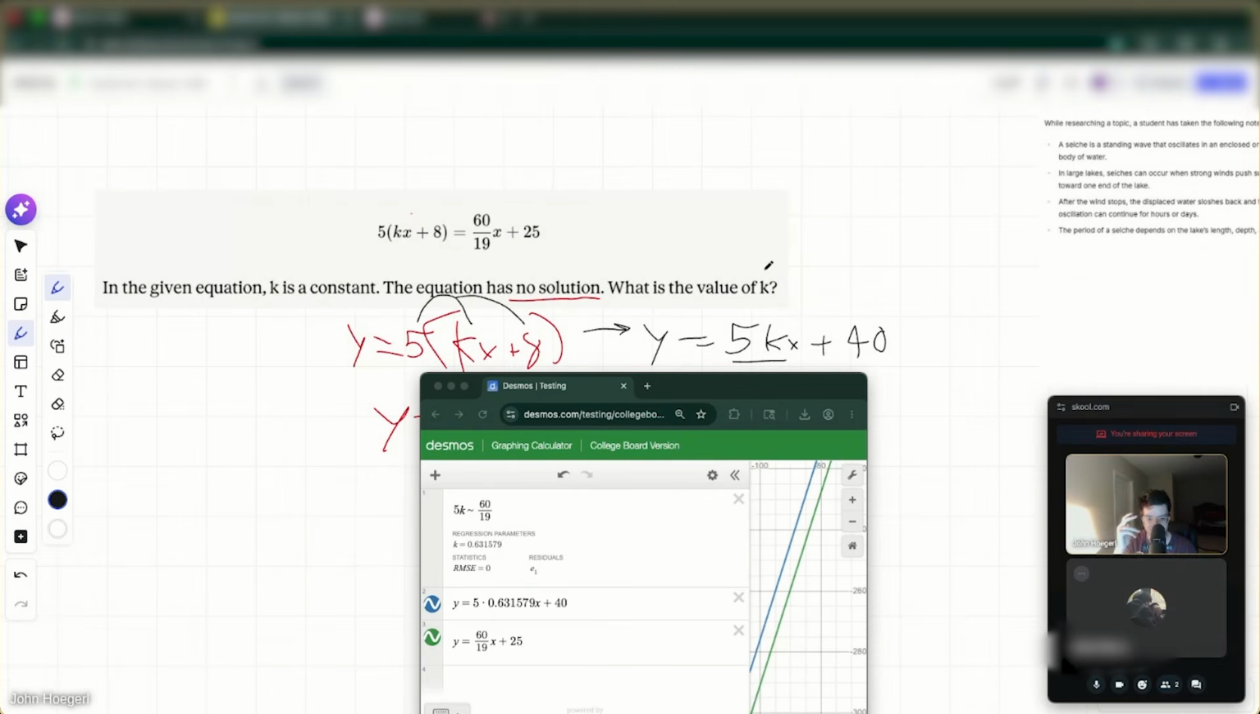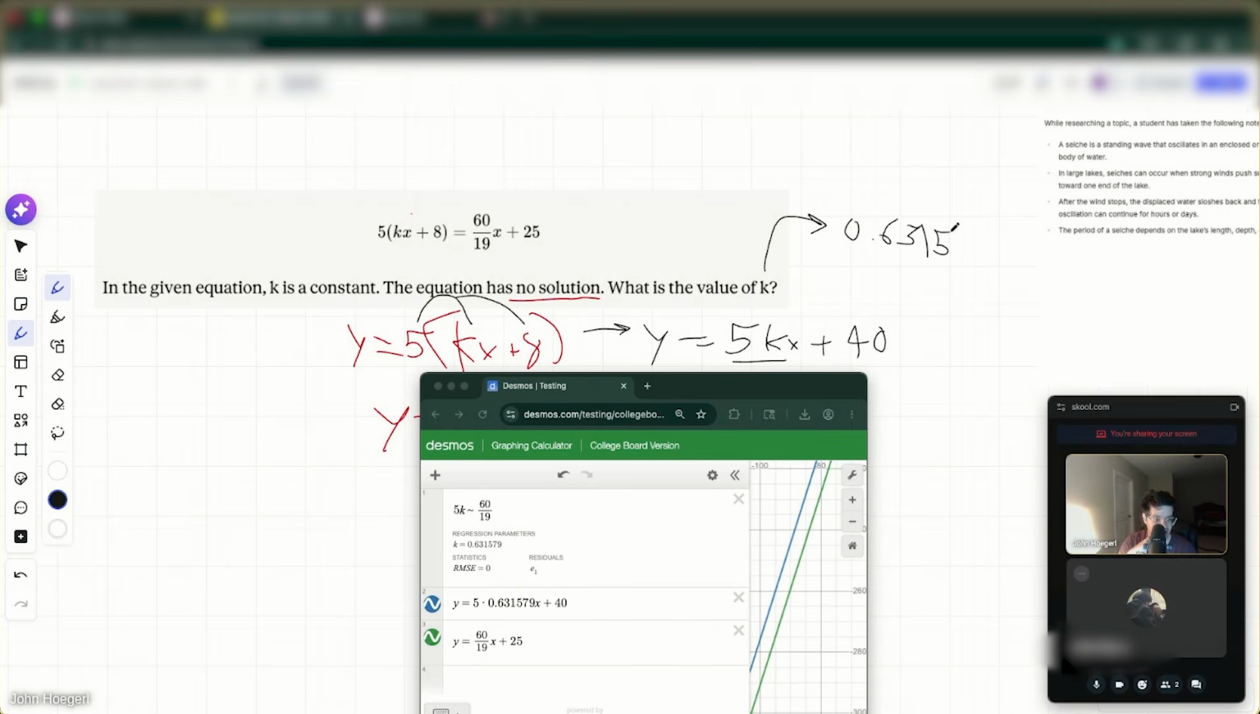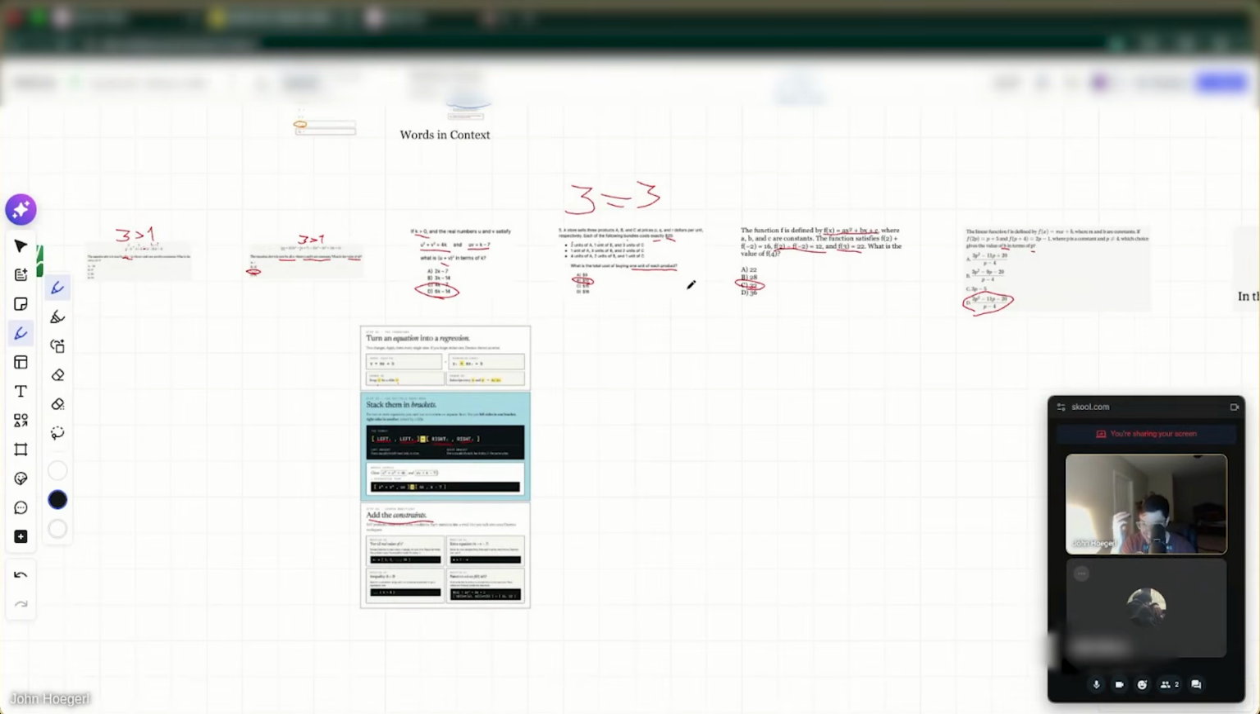There's probably a fraction that actually worked for that. I know there was, because that's what I was seeing when I was looking at the answer key before, but that's fine. So 0.631579.